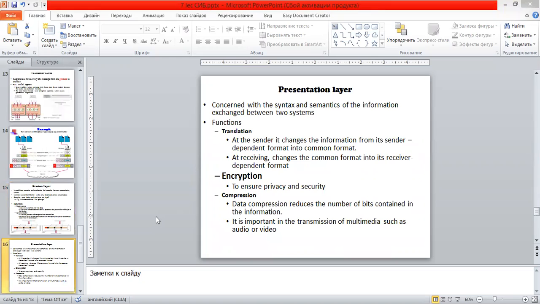And we have presentation layer. Presentation layer defines the format in which the data is to be exchanged between the two communicating entities. Also handles data compression and data encryption, cryptography.